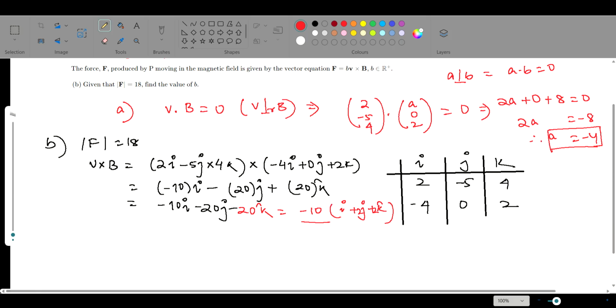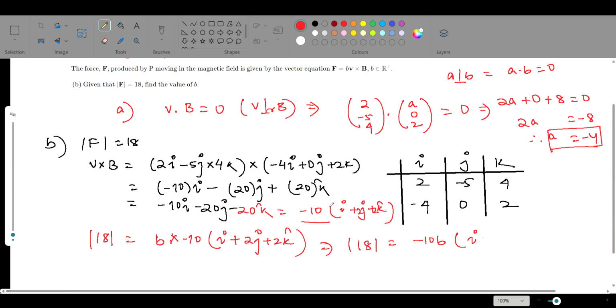Okay, so now come to the next part, which is the b, which is a scalar multiplying with V and then cross, of course. So I'll just write F, which is mod of F, which is 18. So b multiplying with, of course, minus 10 and all this thing, i plus 2j plus 2k. So I'm having mod 18 is equal to minus 10b times i plus 2j plus 2k.